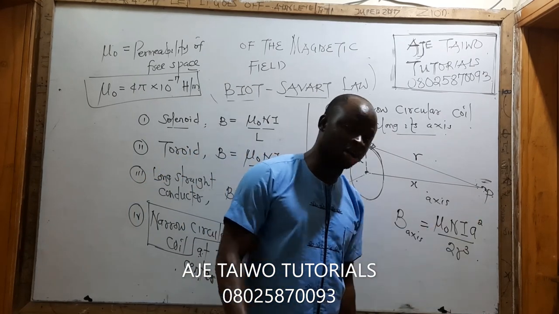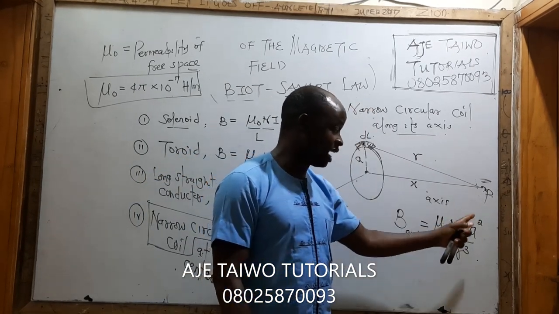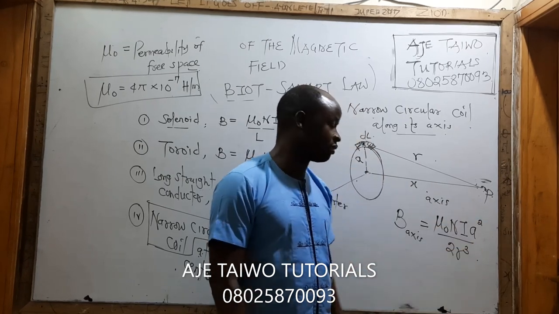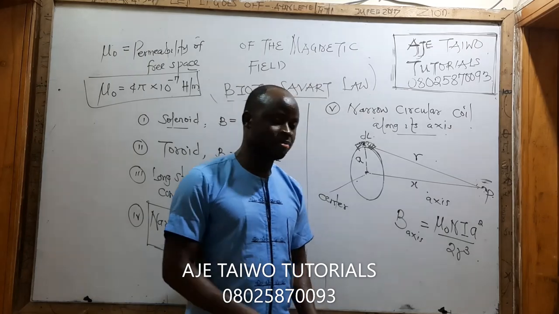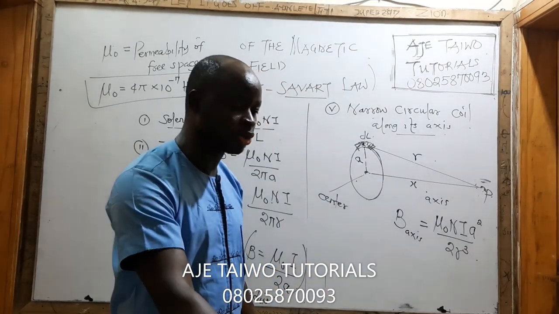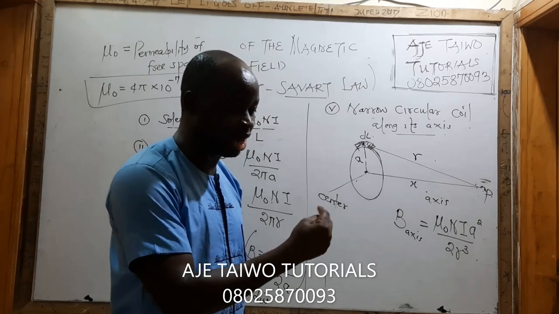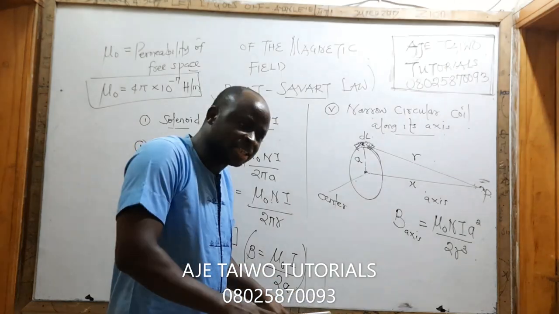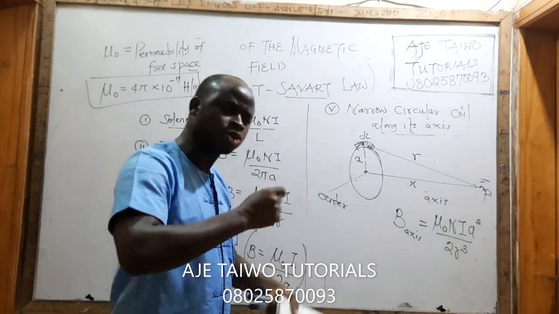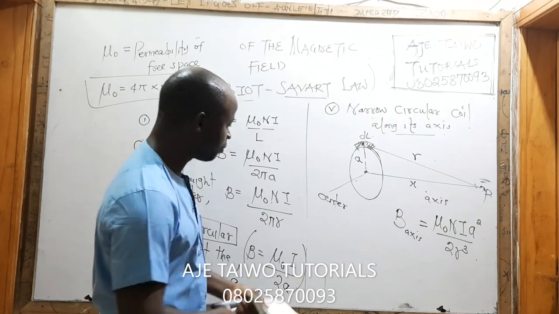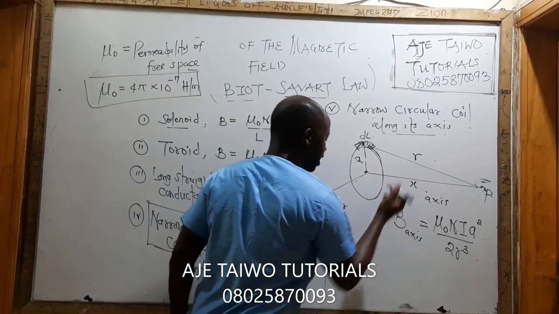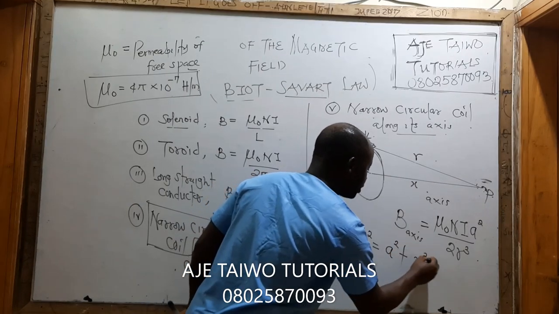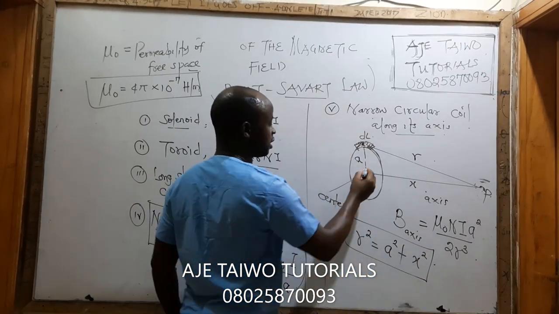What does A stand for? Everybody asks about mu naught, N, and I, which are stored in my brain. Now I have A squared over R in here. Take note. Biot-Savart law. I integrated the equation for a narrow circular coil along the axis, and I got this. We'll now see how to integrate it. Now, this R here, R squared equals A squared plus X squared. You agree with me? This is the right-angled triangle.